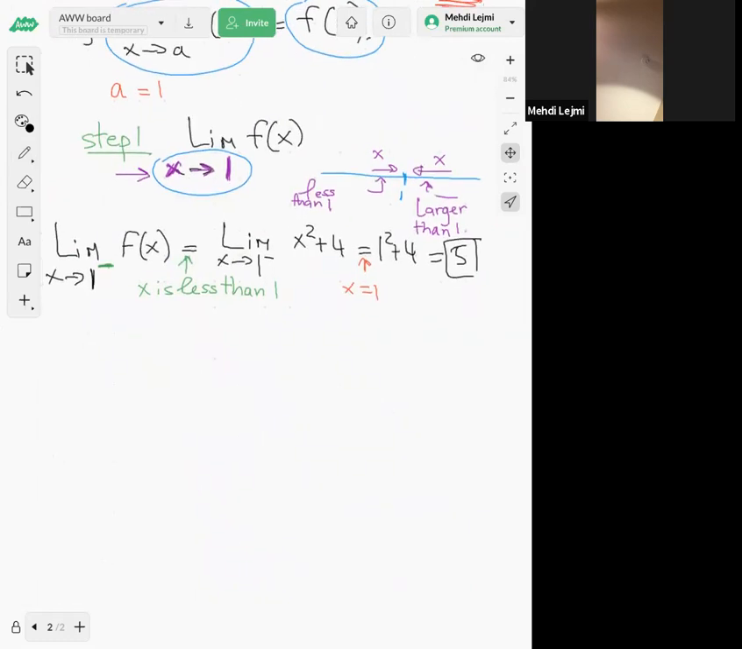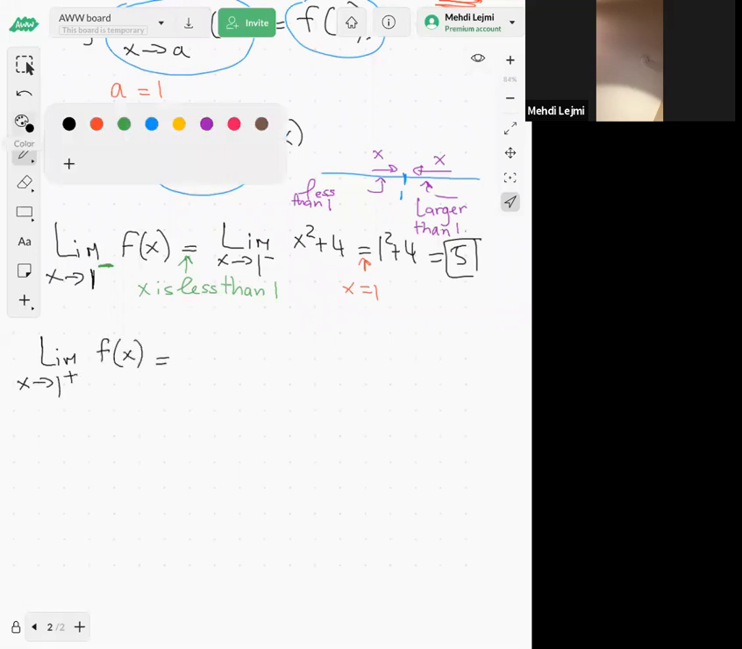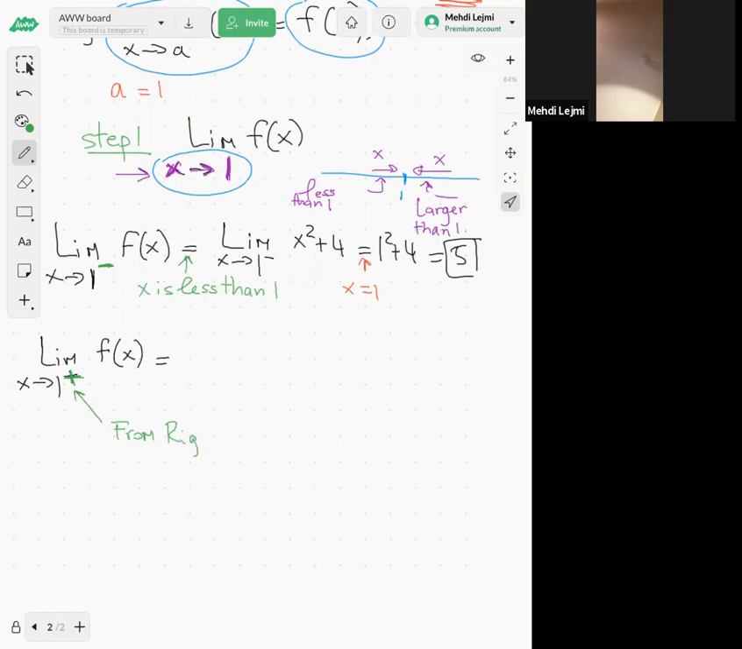Okay, now if x approaches 1 from the right, so now limit x approaching 1 from the right, 1 plus. So this plus means you approach 1 from the right. Okay, so this is from the right, and this is from the left. So if you approach 1 from the right, then your x would be larger than 1. I mean, x is on the right side of 1, so it's larger than 1.